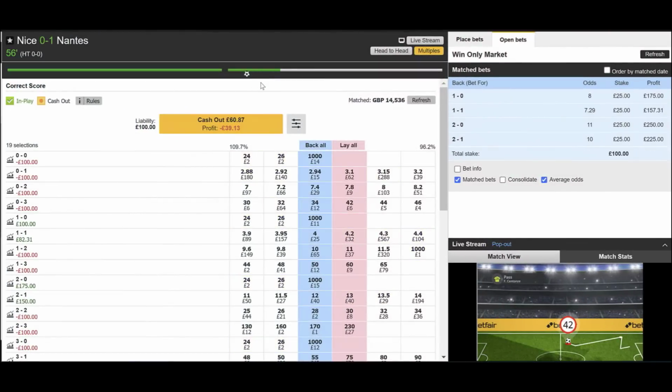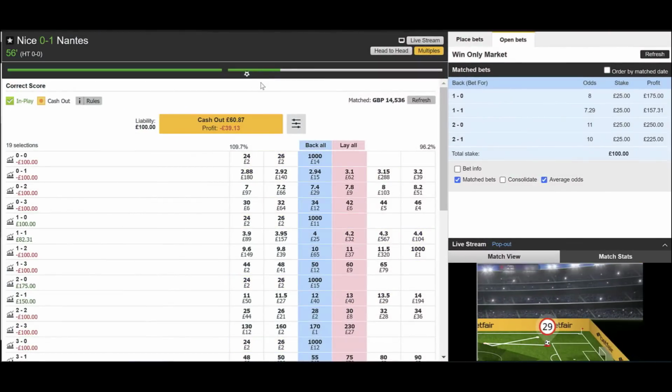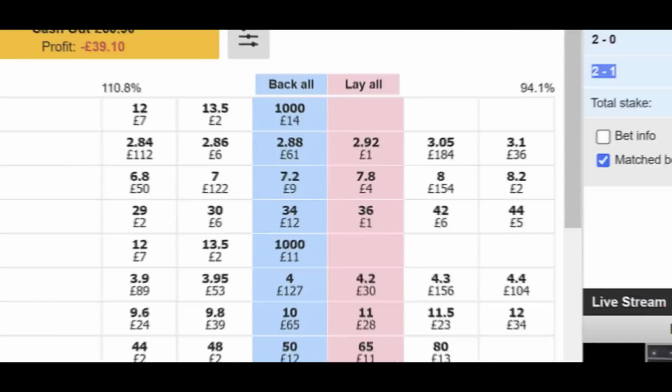56 minutes on the clock, and the underdog has taken the lead here. That means we're reverting to plan B. We're going to look to get on a 1-1 or a 2-1 to try and salvage something from this. This is obviously what can happen, and that's why you've got to be prepared. Underdog is in front, Nice 0, Nantes 1.